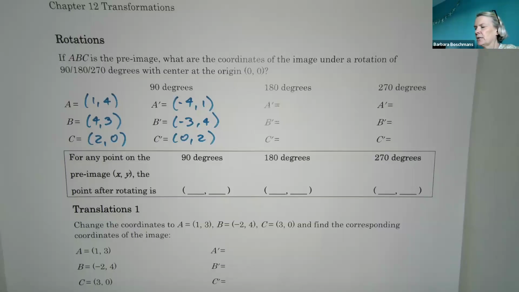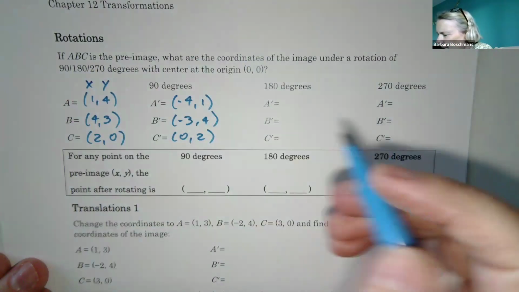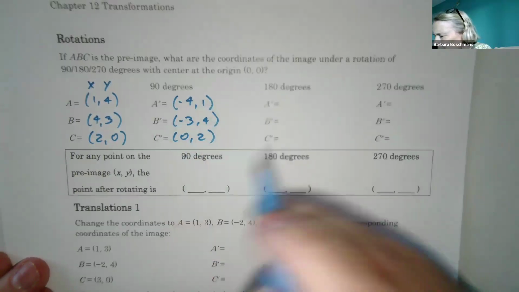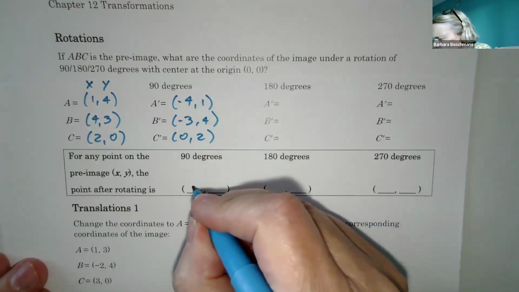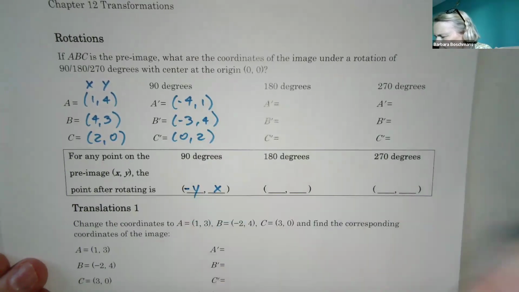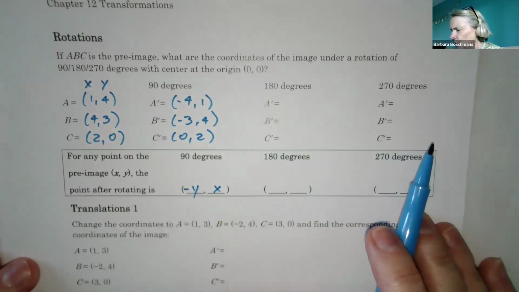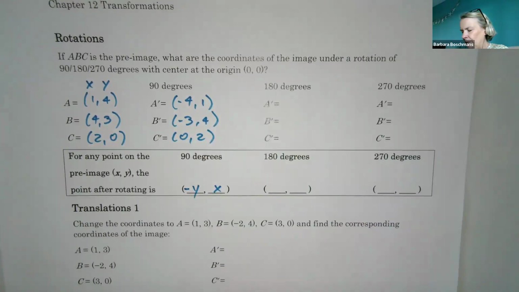So for our rotations, I just filled out a 90-degree rotation. And if this is X, and this is Y, you can see why after a 90-degree rotation it looks like they're flipped. So Y, X, but it also looks like Y has the opposite sign. So negative Y, but the X value kept the same sign. You want to do that for 180 and you want to do that for 270.